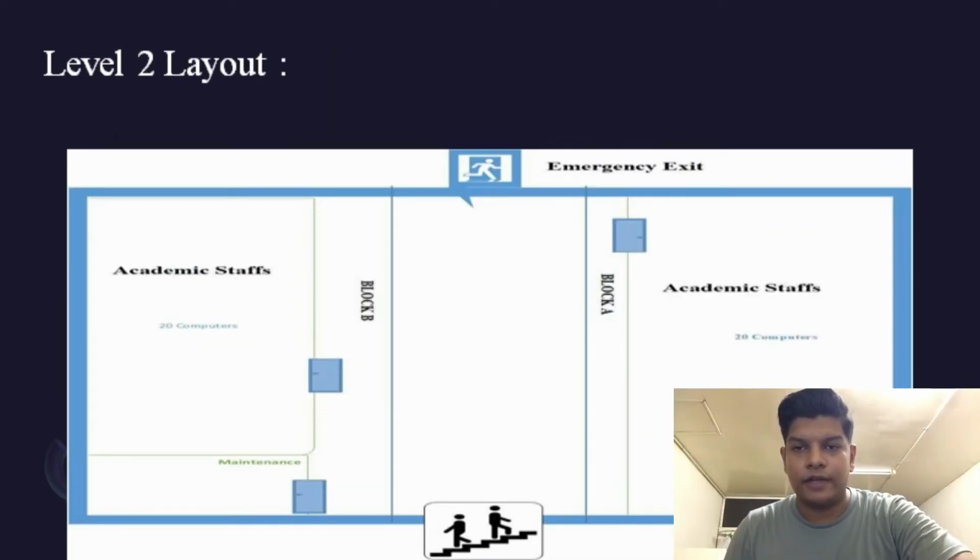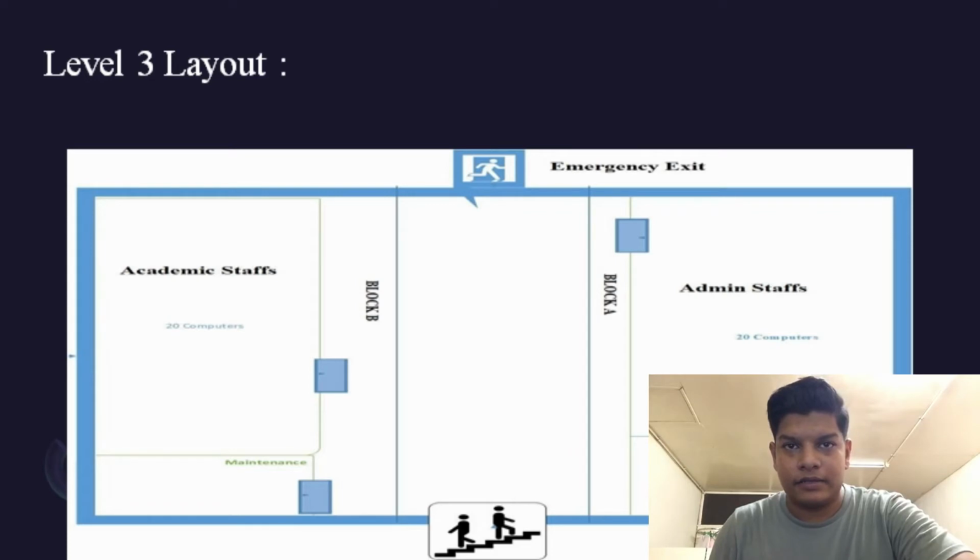This is the layout of level 2. According to the figure, block A and block B are for academic staff. Each block has 20 computers. In the middle of the building layout, there are stairs between the two blocks. There is also an emergency exit on this level.